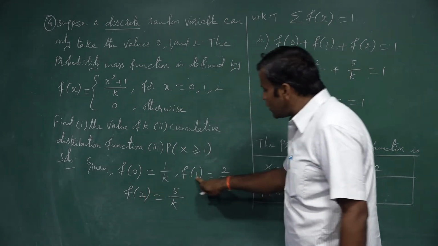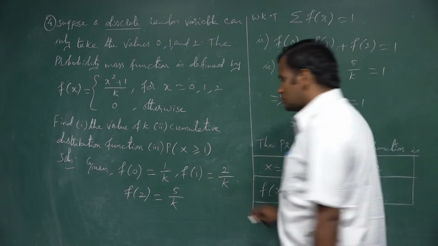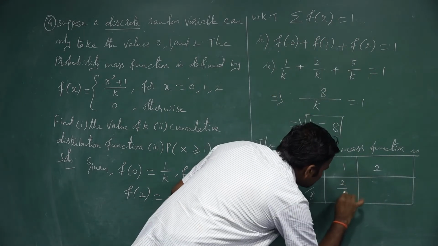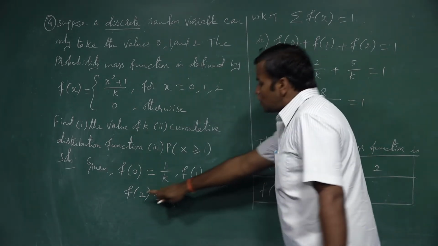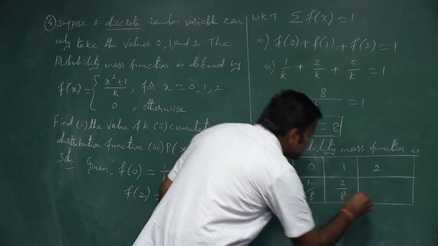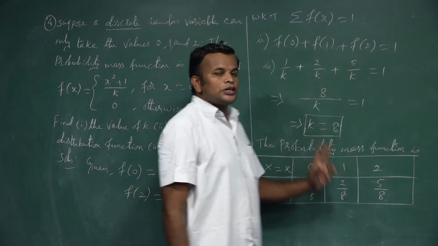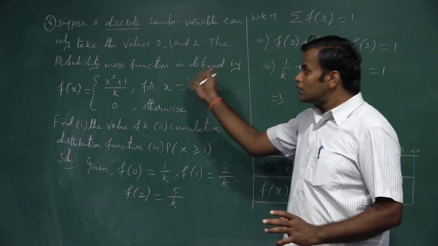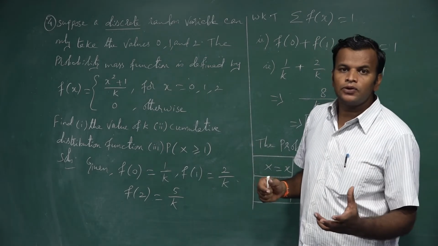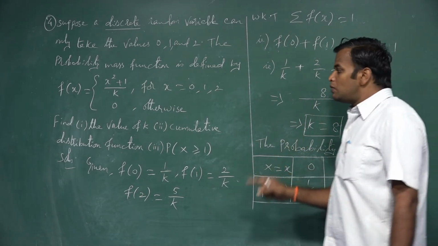When x is equal to 1, the f of 1 value is 2 by k, but the value of k is 8, so 2 by 8. When x is 2, f of 2 is defined as 5 by k, the value of k is 8, so 5 by 8. Actually, the probability mass function is not asked in the question. For understanding purposes, I elaborate. First we find the probability mass function.